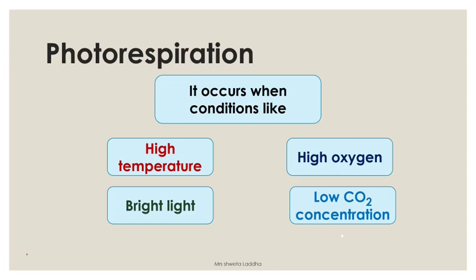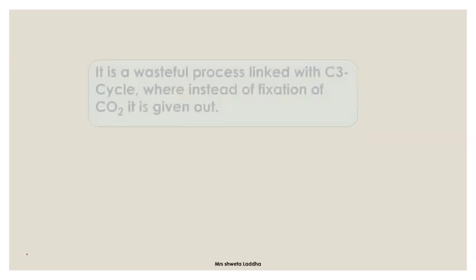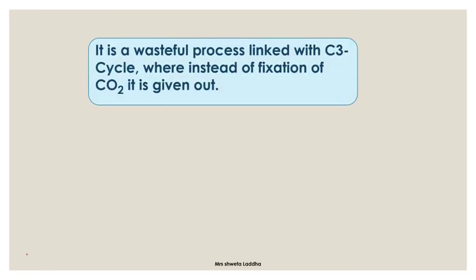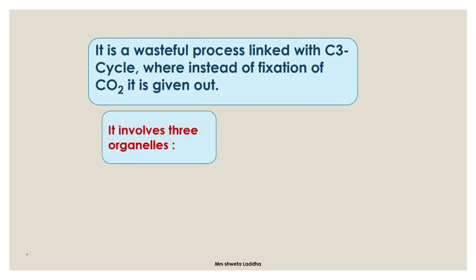Then, instead of directly participating in the Calvin cycle, it is a longer route with wastage of carbon dioxide to prepare food. So it is a process which is linked with the C3 cycle only to prepare food, but instead of fixing, 25% of carbon dioxide is given out.